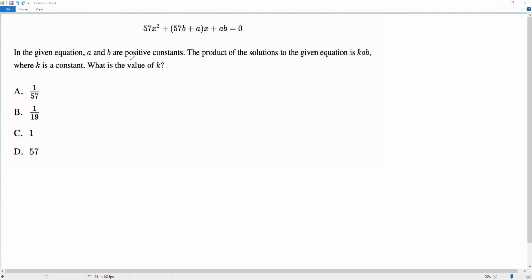In the given equation, a and b are positive constants. The product of the solutions to the given equation is k times ab, where k is a constant. What is the value of k?